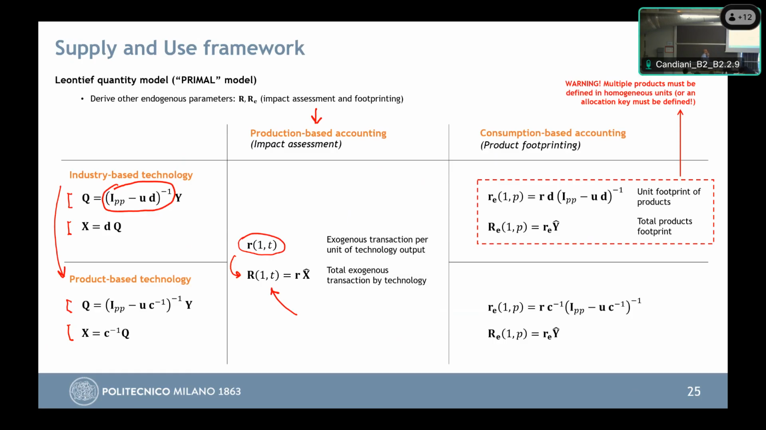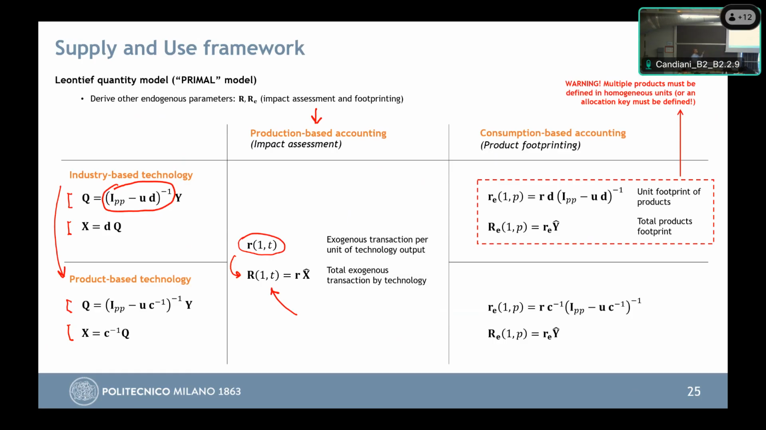And so, this is just a warning. When I'm relying on industry-based technology, I can use the equations, the production balance, I can calculate the direct emission by technology, no problem with these equations, even if byproducts are quantified in different units. But when it comes to calculation of the footprints, this implies an allocation procedure. I have to allocate my impact over a multiple set of products.